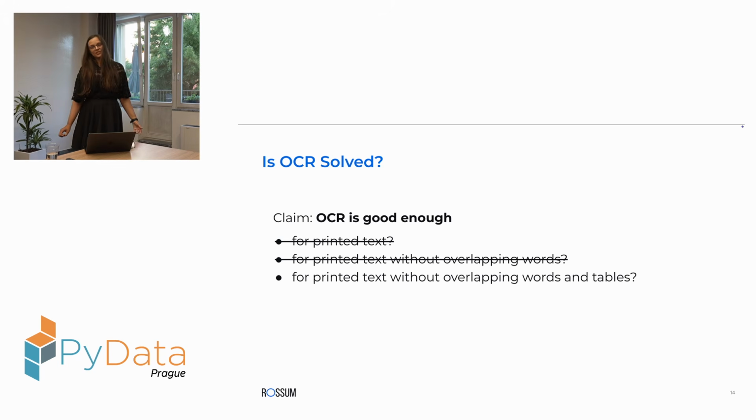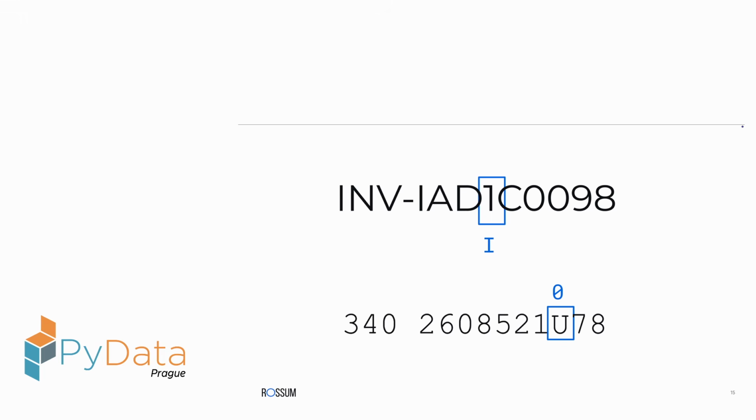Okay, so maybe OCR is good enough, at least for printed text with no overlapping words and no tables. And there is another example. This is funny to me because the OCR that we use kind of prefers consistency and has issues with reading words which mix letters and digits, like here. This one, it's nice, but it's between D and C, so it was read as I. And below it, it's U, but it's between 1 and 7, so it was read as O.